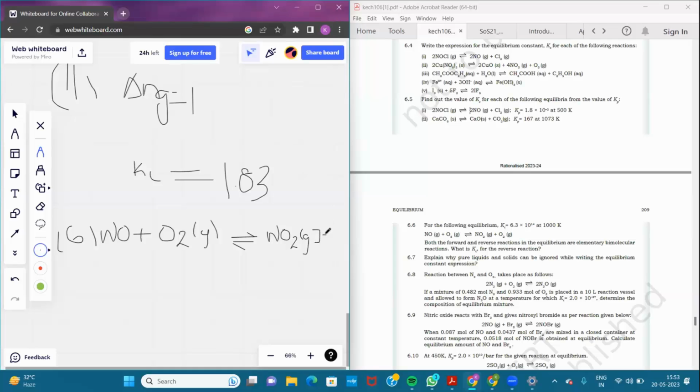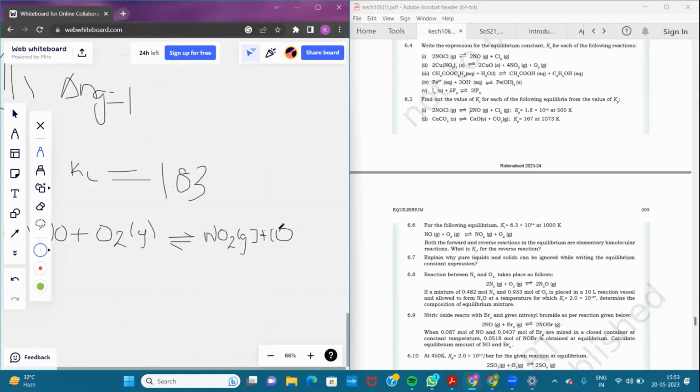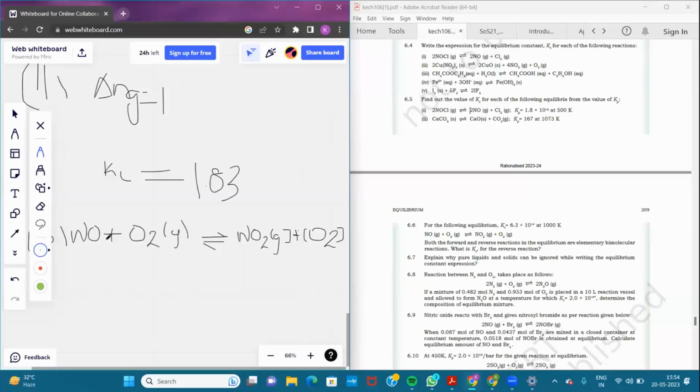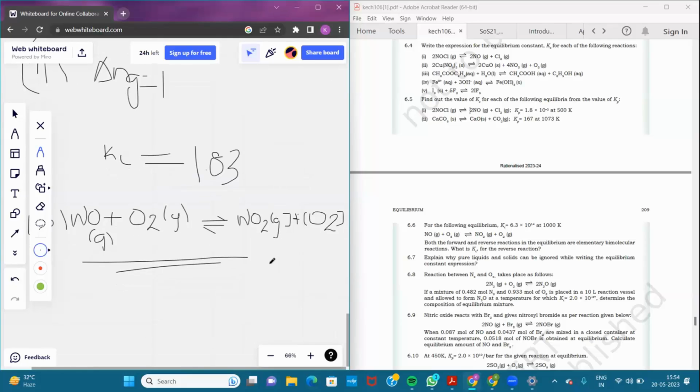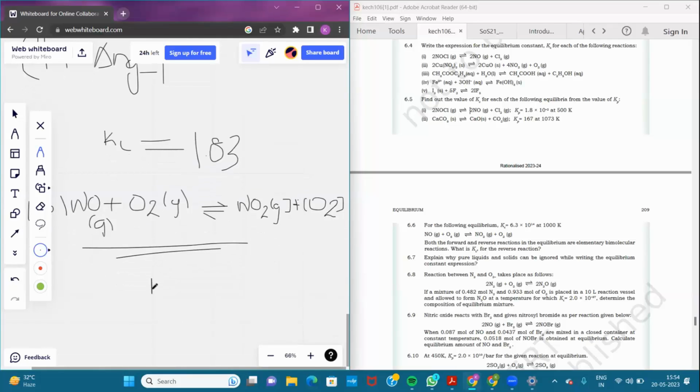Here elementary reaction and bimolecular is given because we can directly include the products and reactants in the equilibrium constant expression. Otherwise, we need to consider the rate determining step, and as per the rate determining step, we need to write the equilibrium constant expression. Here this reaction itself is an elementary reaction, so we would directly write the expression for Kc. But they already gave us the value.